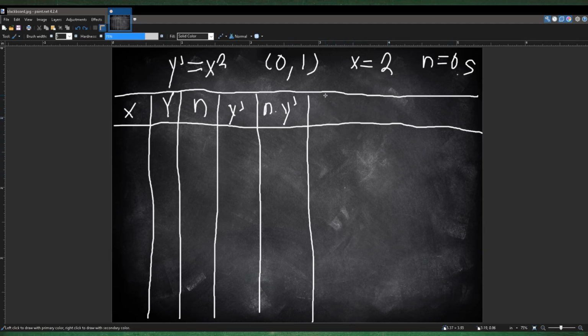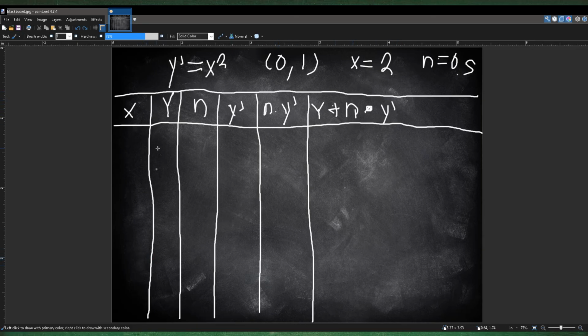So basically, after that, we have this. All this space is basically just going to be your y plus your n times the derivative of y. So I'm trying to make this a little bit more precise. Times your derivative of y. Okay. So it's going to be this value plus this value is basically this final column.